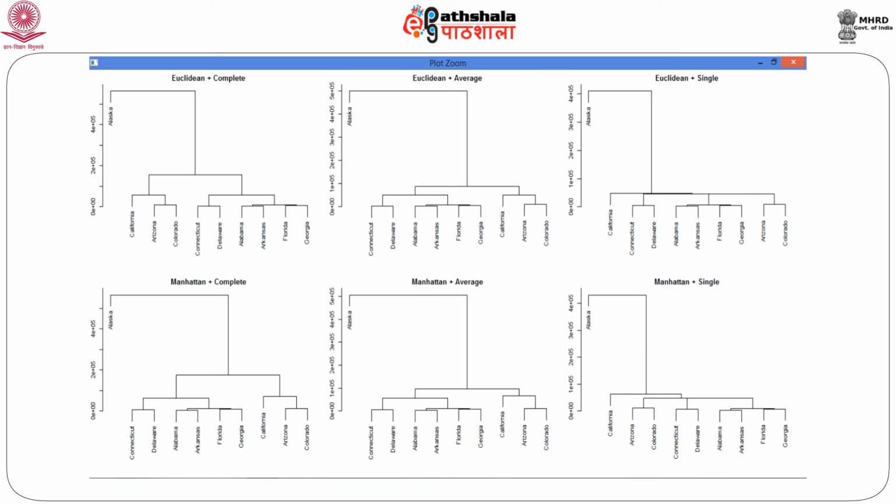For example, here it's Connecticut, Delaware, and here is also Connecticut, Delaware. The position of Connecticut and Delaware has changed: here it's in the middle and here it's on this side. This is because different algorithms lead to different values, but the final interpretation still remains the same. So what we conclude is that we can get a different dendrogram based on the method of distance computation and the algorithm of hierarchical clustering, but whatever way we take, all of the methods should lead to more or less the same interpretation.